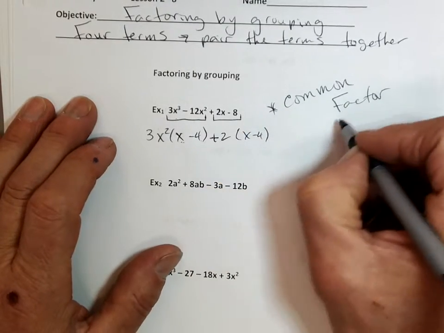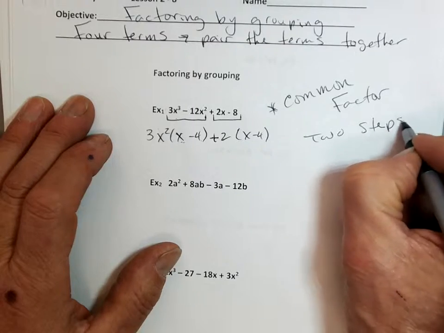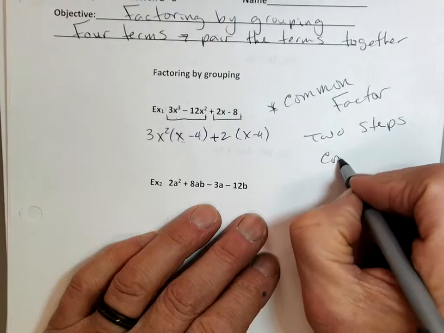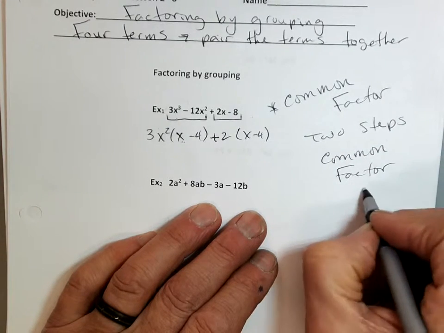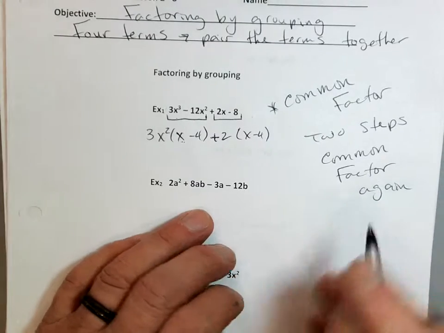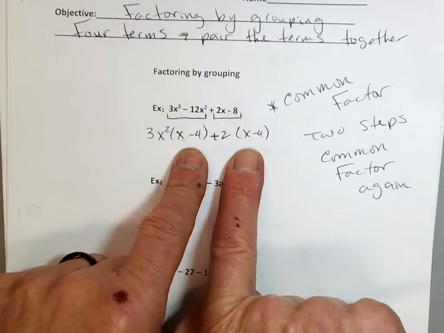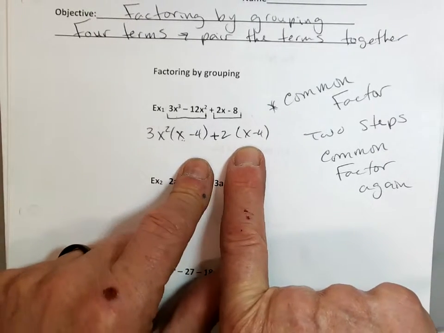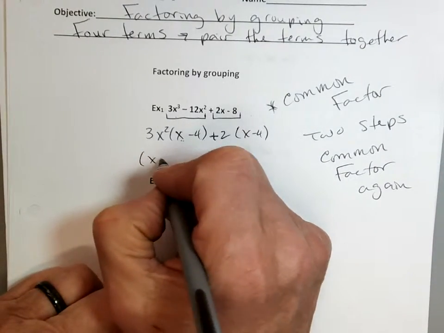Now, this is a two-step problem. There's 2 steps, because we're going to common factor again. So when I look at the two pairs, I notice they both have a parentheses x minus 4 in common, don't they? If I look at this pair and this pair, they have. So what do they have in common? They have a parentheses x minus 4 in common.